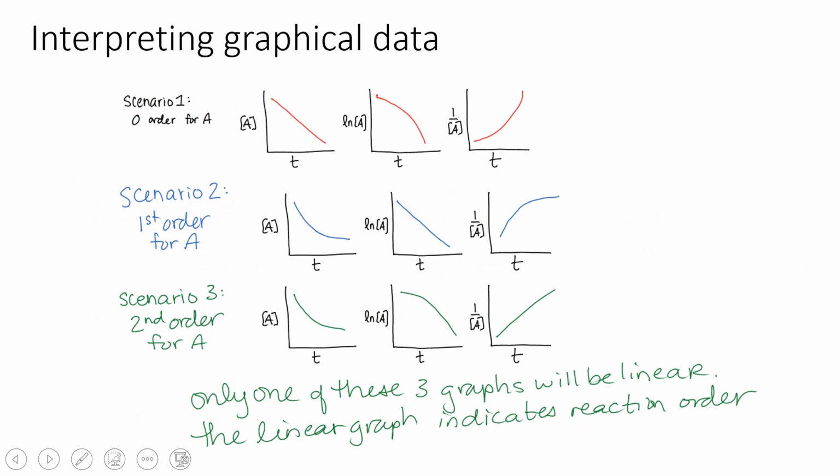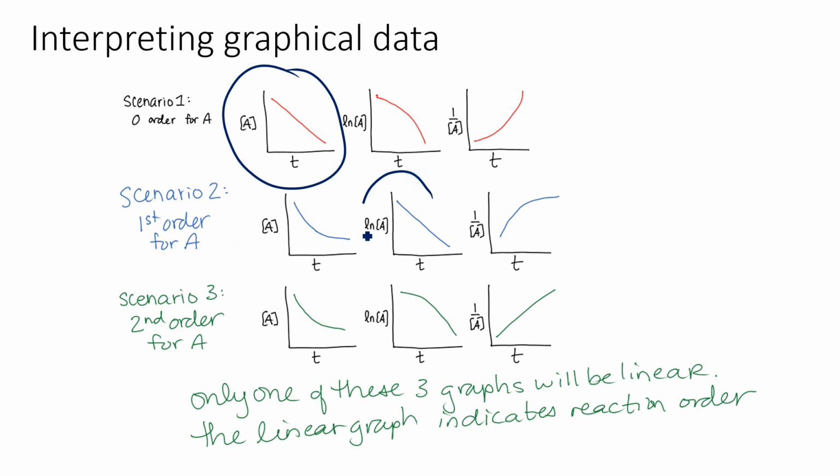And I drew what this looks like graphically. These are rough sketches of the curves. But what's important to notice is that if a reactant is 0 order, then the concentration versus time will be linear. So I'm going to circle this one. If it is first order, the natural log versus time will be linear. If it is second order, the inverse of the concentration versus time will be linear. So for any given scenario, only one of these three graphs is going to be linear. The graph which is linear is going to indicate the reaction order. And this is one of the most common applications of the integrated rate laws that you will see.